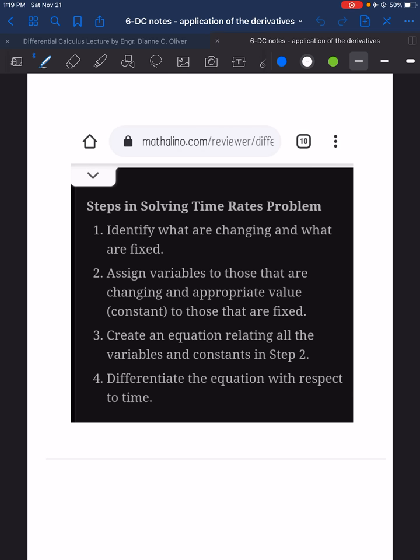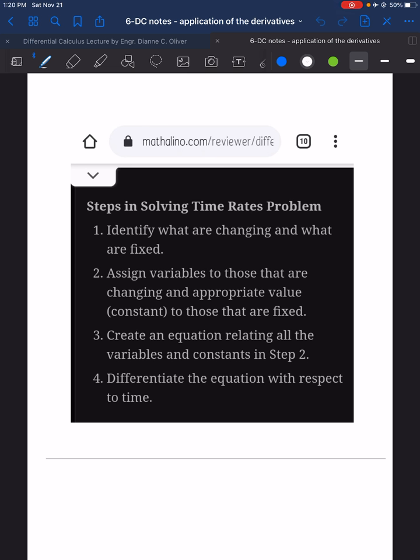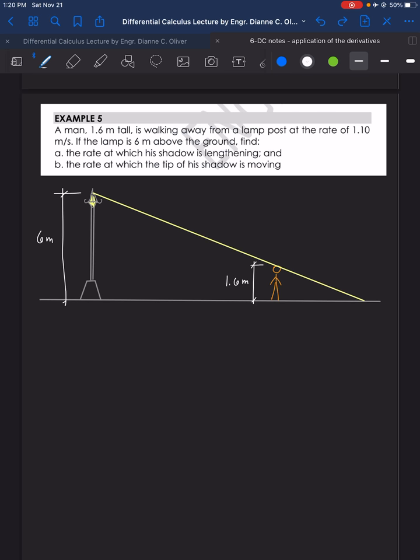Now, the first step is to identify what is changing and what is fixed. Obviously, what is fixed here is the height of the man and the height of the lamp post. What is changing, therefore, is the distance as this man is traveling and the distance from the tip of his shadow to the lamp post. That is our number 2. Step number 2, assign variables to those that are changing and appropriate values or constants to those that are fixed.